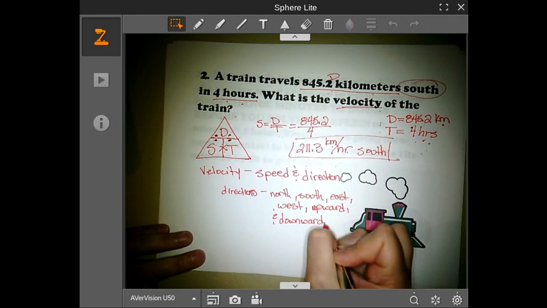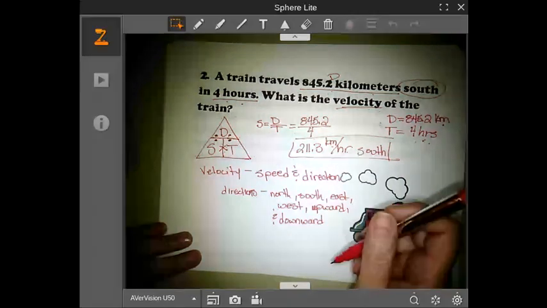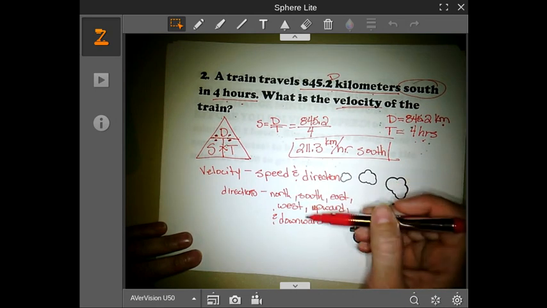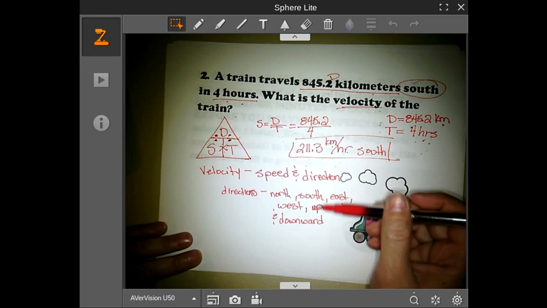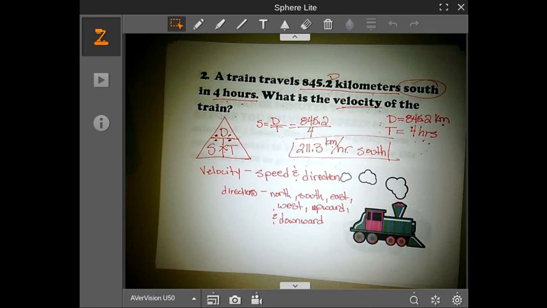Especially if it's talking about something going up away from the Earth's surface or down towards the Earth's surface. So it can be north, it can be south, east, west. It could also be northwest or southeast, or it could be upward or downward. So remember, if it's asking for velocity, and it's going upward off of the Earth's surface, that is your direction, upwards. And if it's asking for velocity and it's going downward towards the Earth's surface, then that is your direction, downward. Okay, guys, you got this.